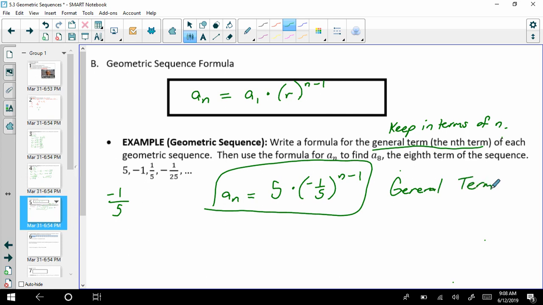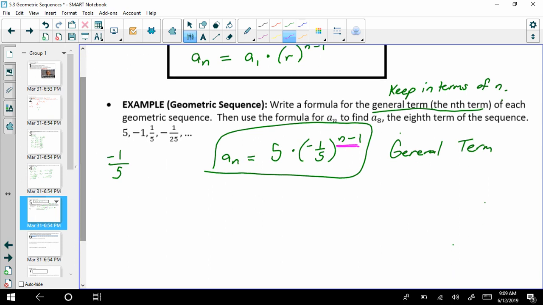Now, sometimes people ask, wait, can't we multiply 5 times the negative 1/5? Can't we simplify it? My answer is no. Because of that variable exponent up there, I can't actually combine them together. Now they ask me to use it. They say, use the formula for a sub n to find a sub 8, the 8th term of the sequence. So we're going to plug 8 in for n. And now I want to evaluate this and see what my answer would come out to.